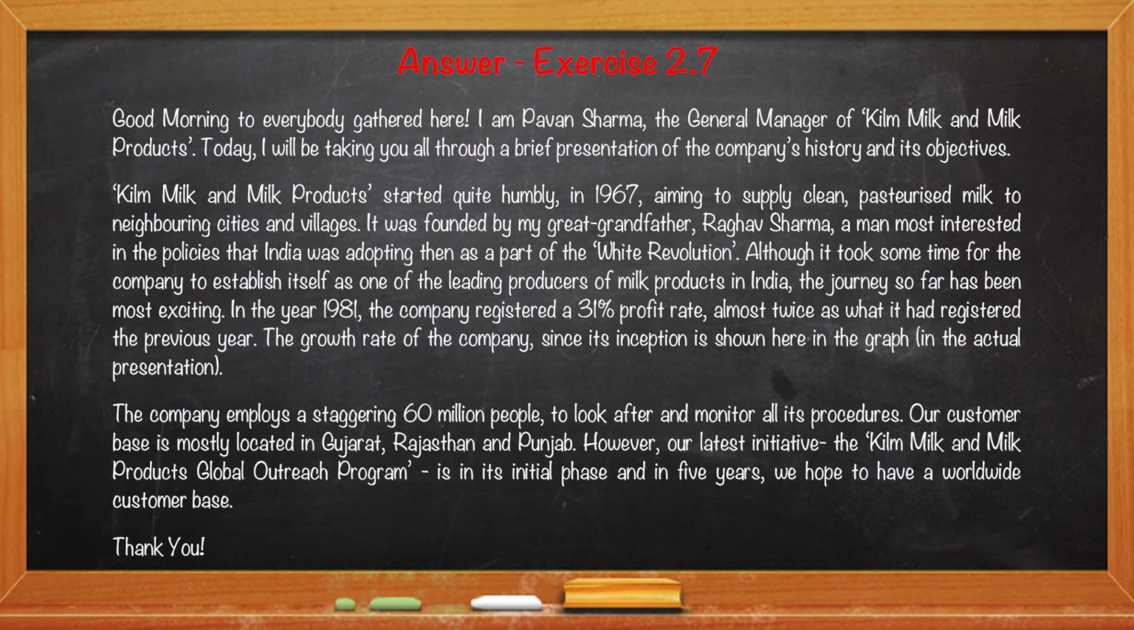Although it took some time for the company to establish itself as one of the leading producers of milk products in India, the journey so far has been most exciting. In the year 1981, the company registered a 31% profit rate, almost twice what it had registered the previous year. The growth rate of the company since its inception is shown here in the graph, and in the actual presentation you can include the graph as well.